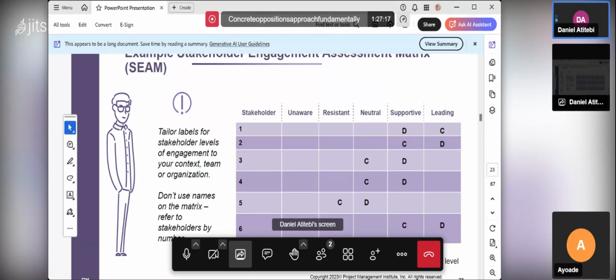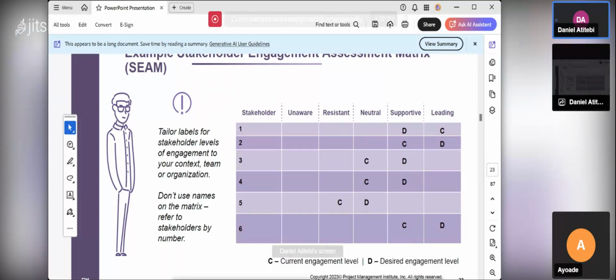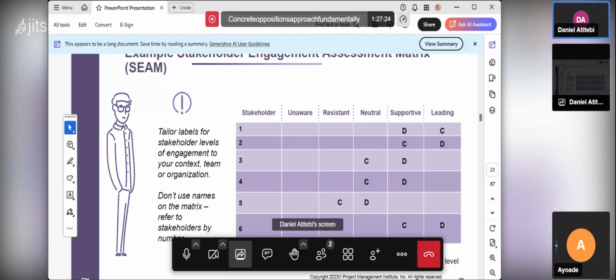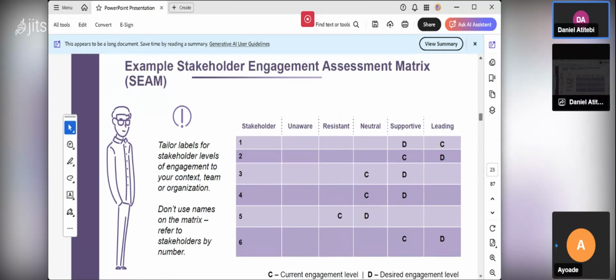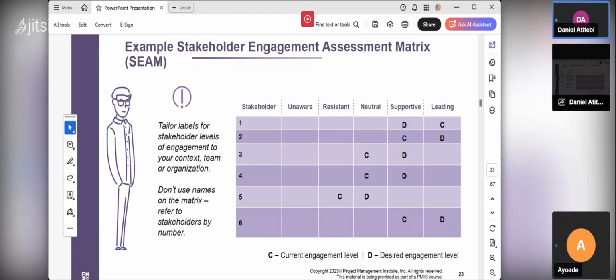I say look at this. We call this diagram stakeholder engagement matrix. Sorry, Mr. Dana, can you close the dialog box on the screen? This view summary, because it's not allowing us to see the screen properly. Okay. What about this? Yeah, now it's better.